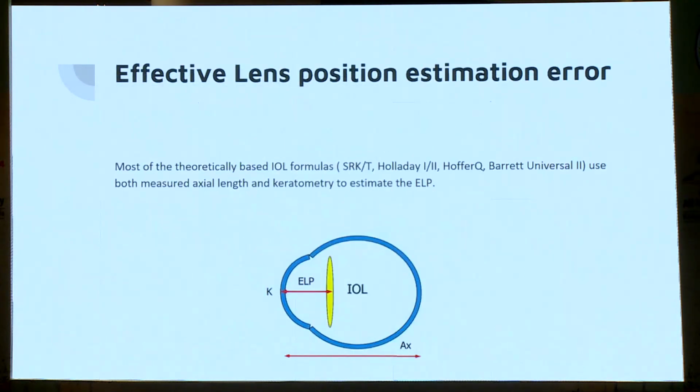Now, effective lens position estimation error. Most of the theoretically based IOL formulas like the SRK/T, the Holladay 1 and 2, Hoffer Q, and the Barrett Universal formula basically use both the measured axial length and the keratometry to estimate the effective lens position.